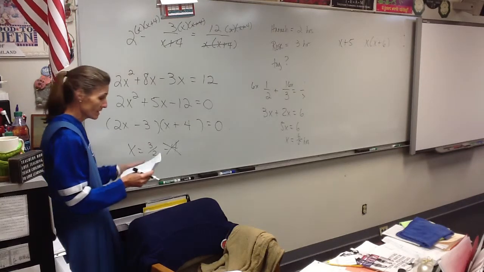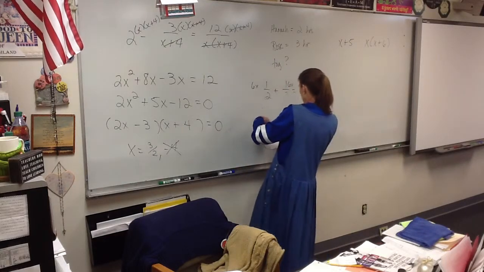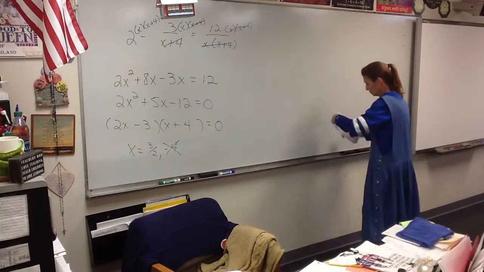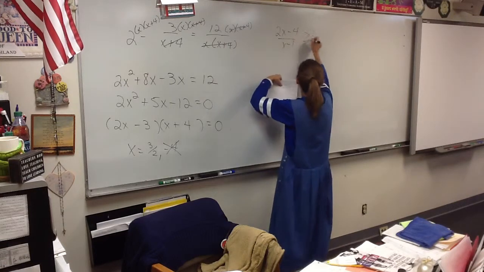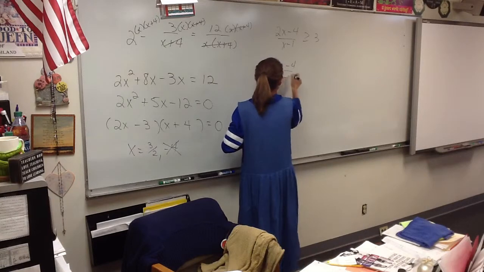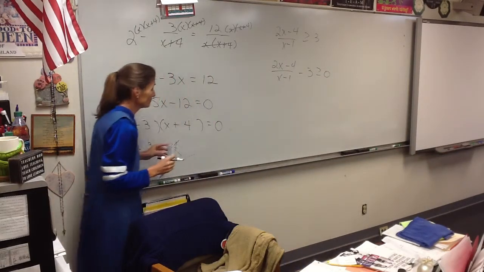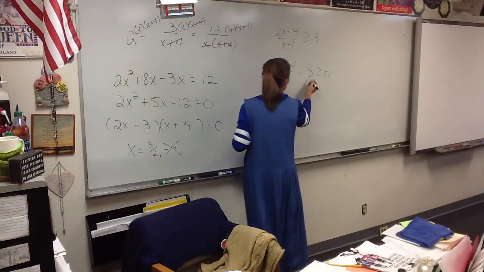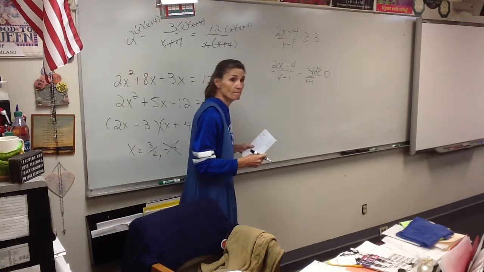Got it? Yep. All right, let's look at the next one, which is one of our inequalities. Who remembers the strategy here? Move the 3 over. Subtract it. And then what? Get a common denominator, yep, which would just be x minus 1.